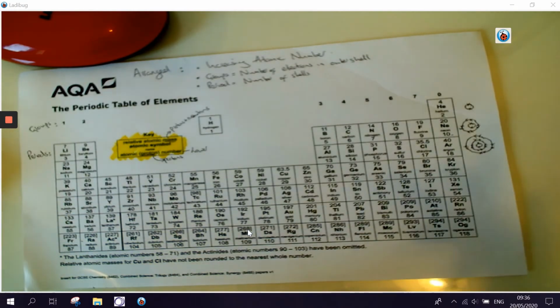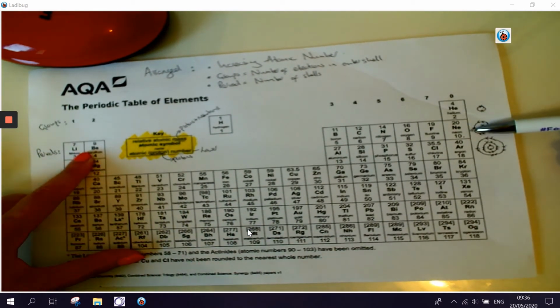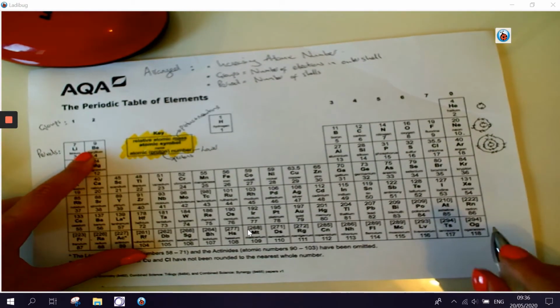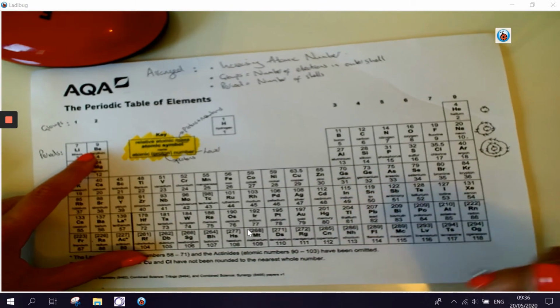So if I just pick one at random now, beryllium. Beryllium is 2 rows down, so there are 2 shells, and it's in group 2, so the second shell will have 2 electrons. So beryllium would have 2 electrons, then another 2.